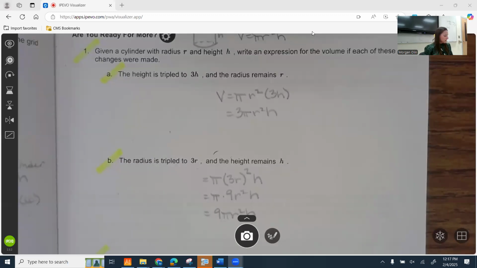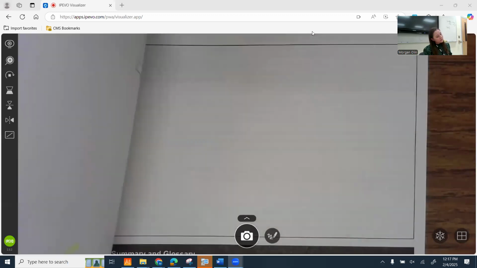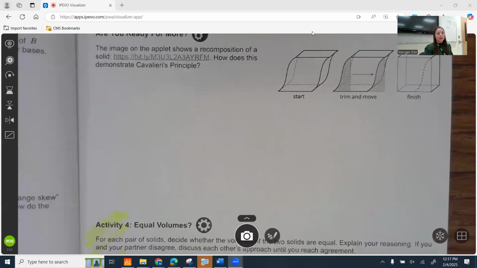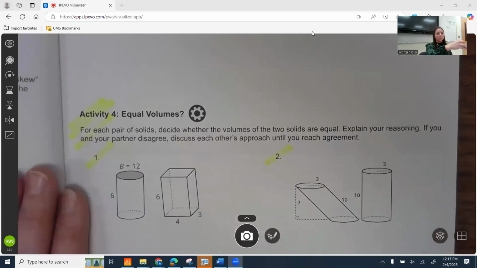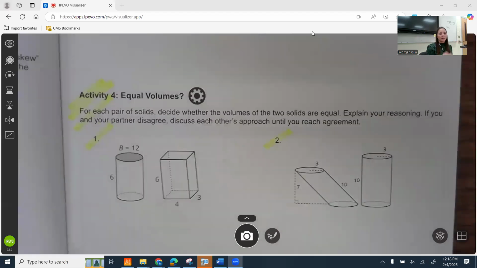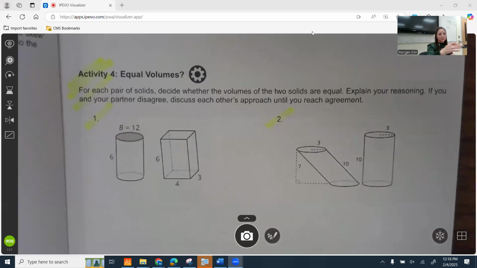All right. So now let's flip over to page 29. We want to look at activity 4. So 29, activity 4 right here. Now for each pair of solids, decide whether the volumes of the two solids are equal. We're going to figure out if they're equal. Guys, start using your volume formulas.